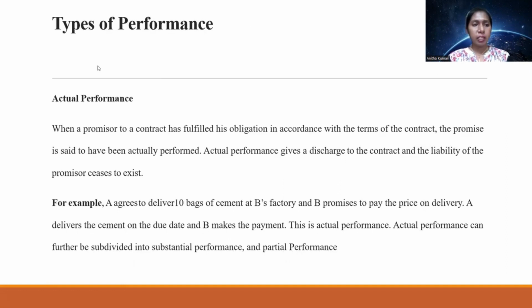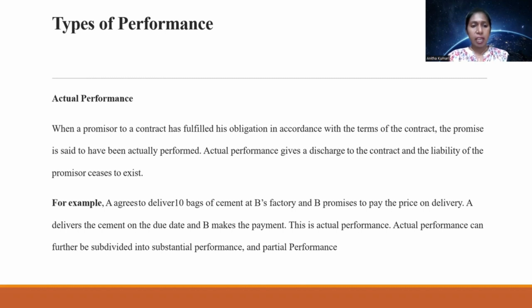There are basically two types of performance of contract: actual performance and attempted performance. What is called actual performance? When a promisor to a contract has fulfilled his obligation in accordance with the terms of the contract, the promise is said to have been actually performed. For example, if two parties enter into a contract, and one party completes his promise and the other party also completes his promise, that is called actual performance.